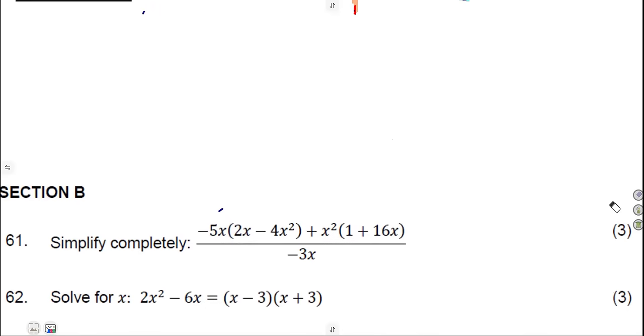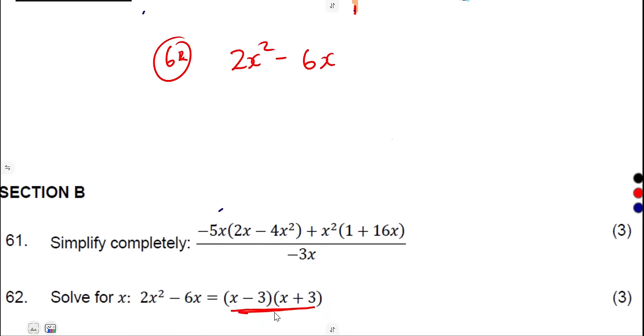Expand the brackets and see what is happening there. Here, there are no brackets, so just rewrite as it is: 2x squared minus 6x. Expanding the brackets here, we can see it is actually a difference of two squares.